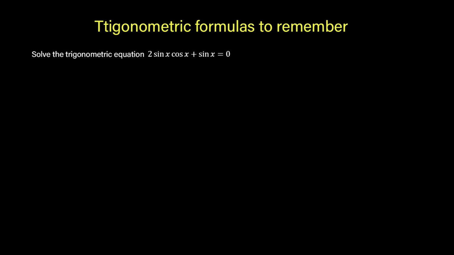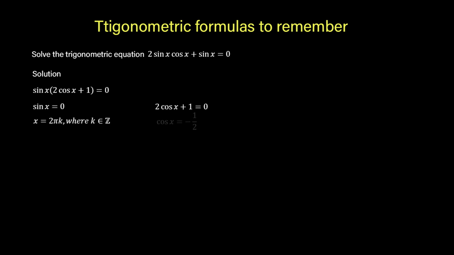Solve the trigonometric equation, 2 sine of x cosine of x plus sine of x equals 0. Solution. The answer is 2 pi k and pi plus minus pi divided by 3, plus 2 pi k, where k is a whole number.